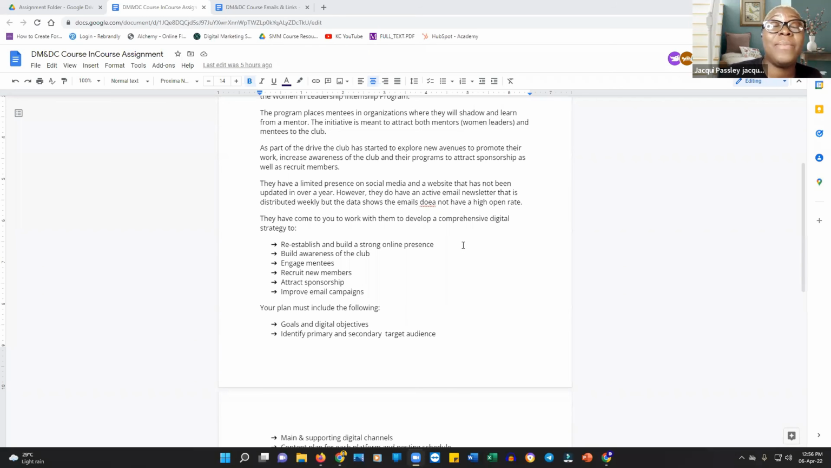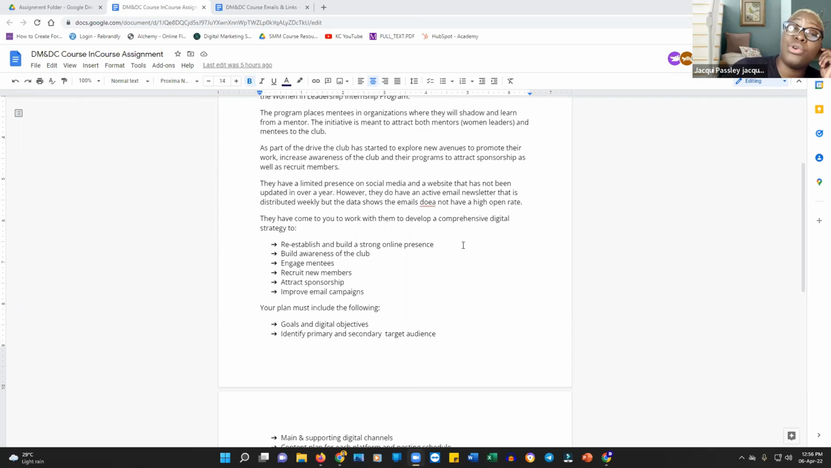They have a limited presence on social media, and the website has not been updated in over a year. However, they do have an active email newsletter that is distributed weekly, but the data shows that the emails do not have a high open rate. And when we talk about email marketing, you're going to understand what that means.